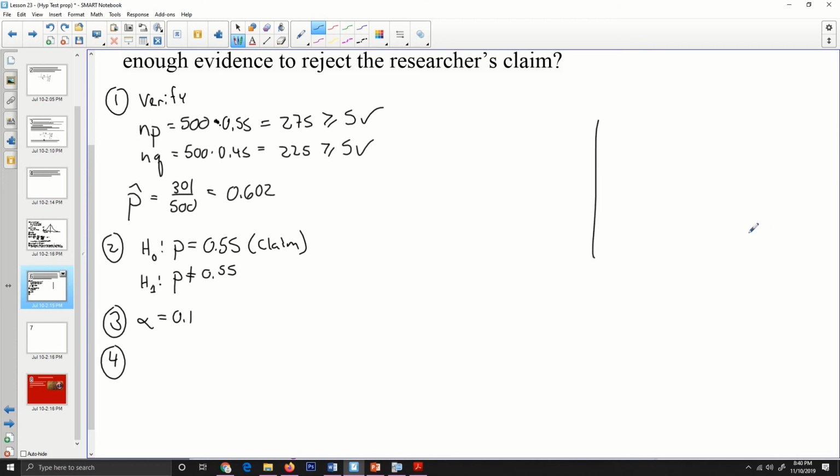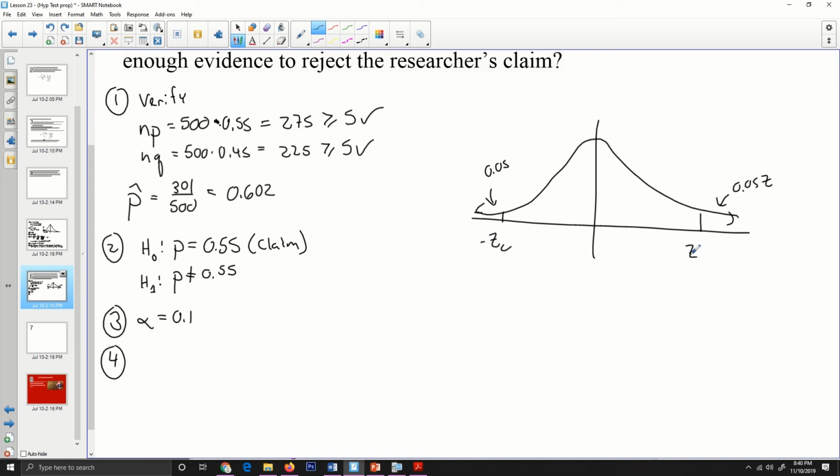So in this one, if we think about it on the course of a curve here, because it is an equal to or not equal to, we're going to split this into 2 parts, and we'll have 0.05 there and 0.05 there. So this is our negative z sub c, and this one will be our positive z sub c. Okay, so we already did the table, and I don't care to look up another one, so we'll just go grab our inverse norm, and we know that this is a two-tailed test.